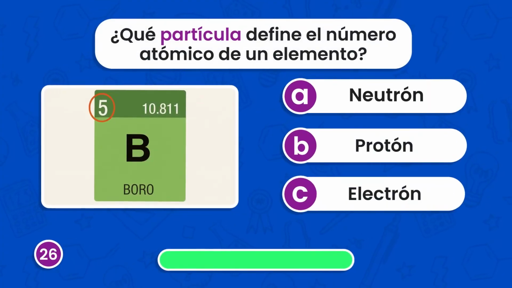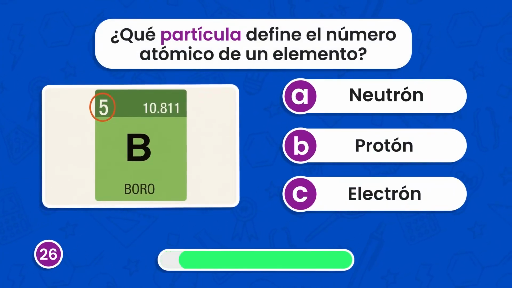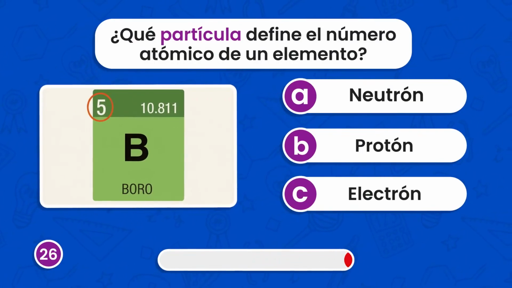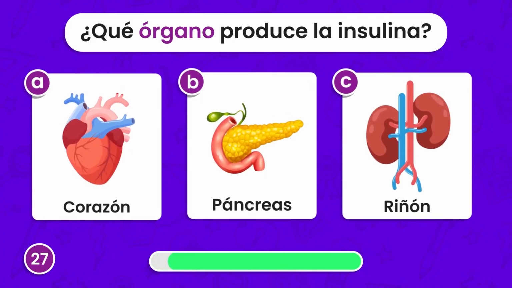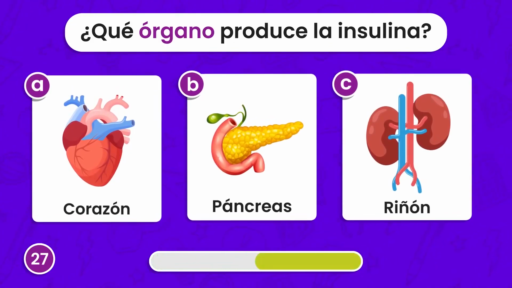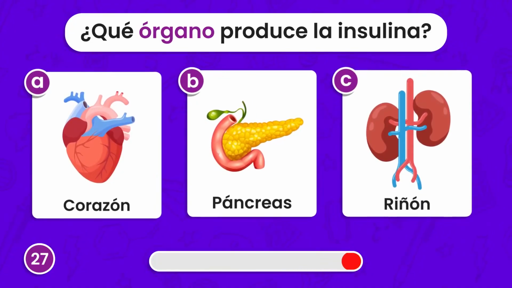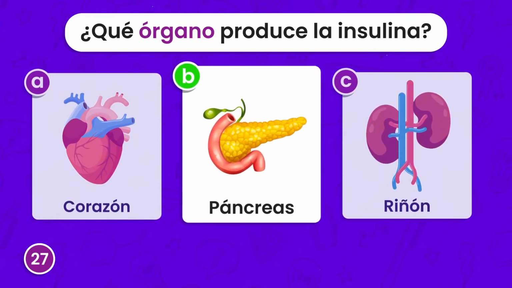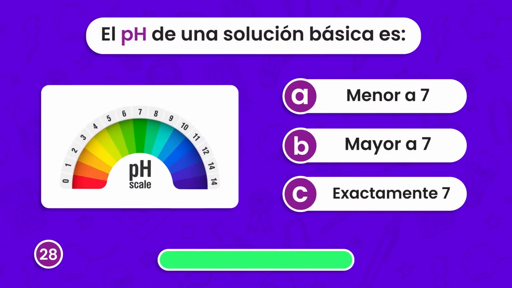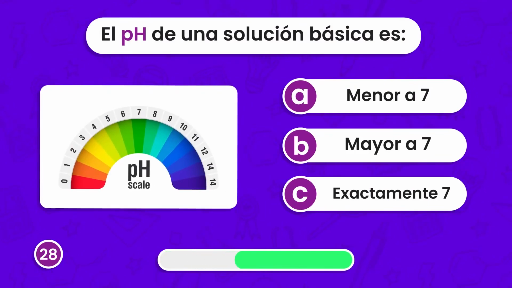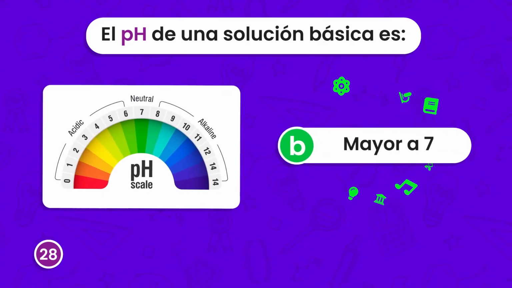Which particle determines an element's atomic number? The proton. Which organ produces insulin? The pancreas. What is the pH of a basic solution? Greater than 7.